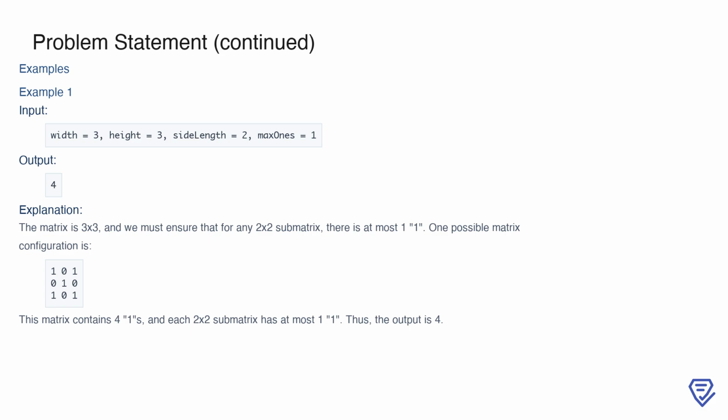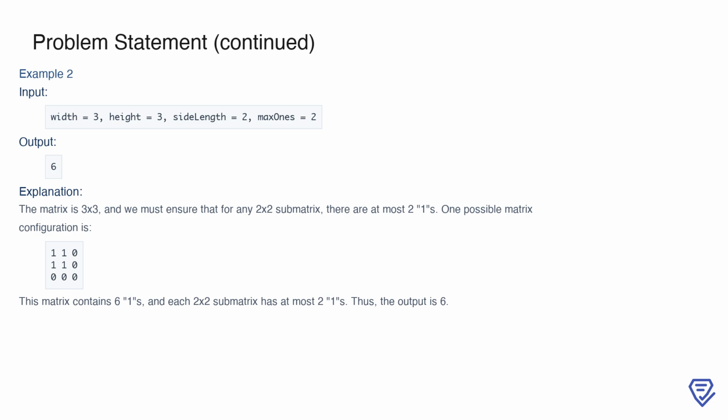In the first example, the matrix dimensions are 3 by 3, the side length is 2, and maxOnes is 1. This means that in any 2 by 2 region of the matrix, there can be at most one 1. A possible configuration that satisfies this is having ones placed diagonally: 1, 0, 1 in the first row, 0, 1, 0 in the second row, and 1, 0, 1 in the last row. Each 2 by 2 submatrix in this configuration has at most one 1, and the total number of ones in the matrix is 4. Therefore, the output here is 4.